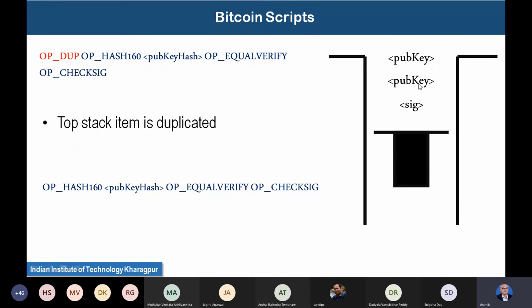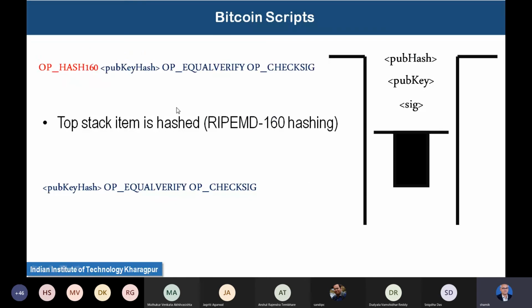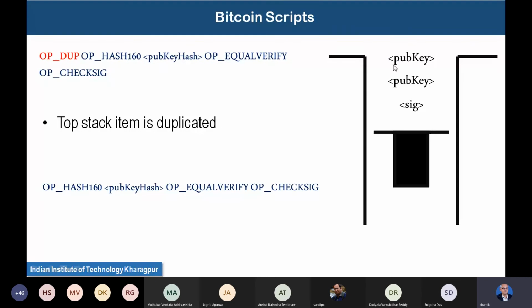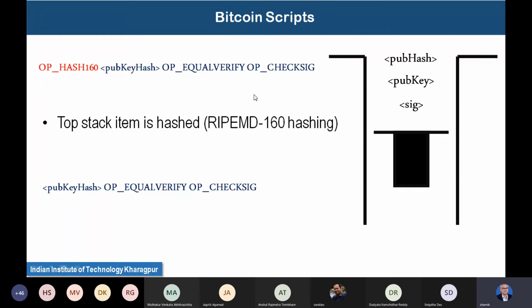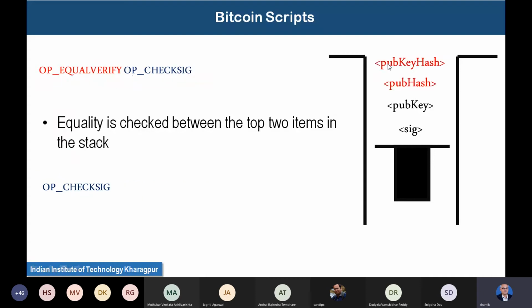The public key was added by Bob in his script sig. This public key is duplicated. Now OP_HASH160 will take the hash of the top of the stack, which was this public key, so this will be the public key hash. Now the public key hash that was in the script pub key will be added. And OP_EQUALVERIFY will check that the hash of the public key that Bob provided and the public key hash that was included by Alice are equal. Alice did not get the public key of Bob; she only got the hash of that public key, shared by Bob as his address. So OP_EQUALVERIFY will check these two, and if they match, that means it is good.